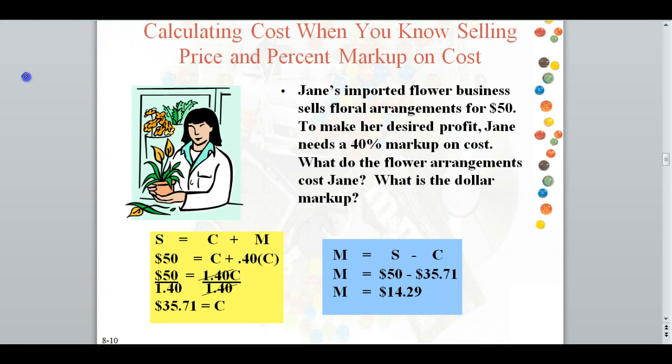So again, our selling price formula, selling price equals cost plus markup. So Jane's imported flower business sells flowers, so she sells them for $50.